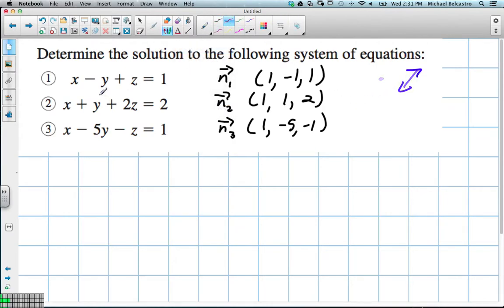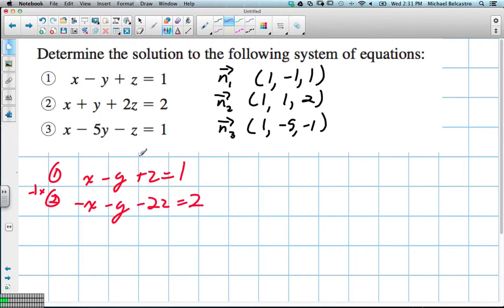We're going to start with our math here. We'll subtract our values. I'll take equation 1, and I'm going to take equation 2 and multiply it by -1, so we have x minus y plus z equals 1, and negative x minus y minus 2z equals -2. And I'll take equation 1 again, and equation 3 times -1: x minus y plus z equals 1, negative x plus 5y plus z equals -1. Did I do that all right? Oh, no, I didn't. This should have been negative.